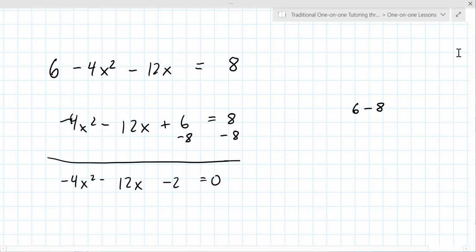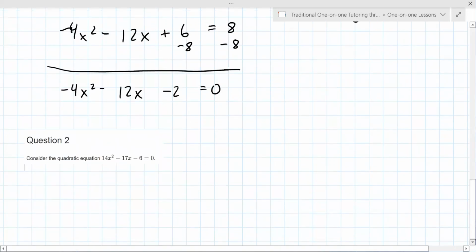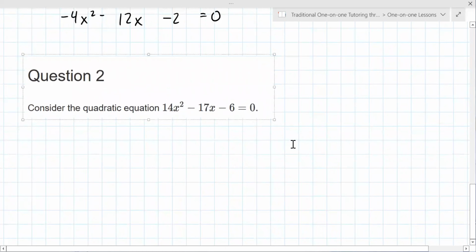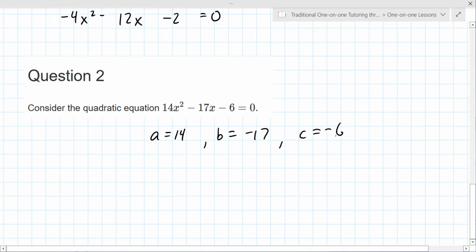Okay, very good. All right, let's move on to another question here. Question 2. And this question asks for what's called the discriminant. That's part A. I know it's not shown here, but before we can do that, we have to label A, B, and C. You already know how to do this. So the discriminant is a formula. It's B squared minus 4AC. Okay, now you have all the numbers for it.